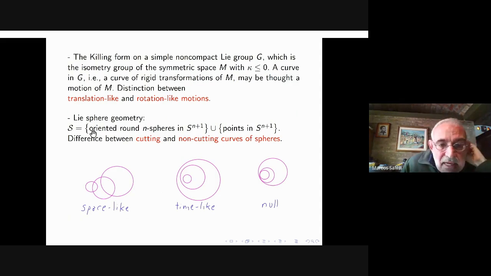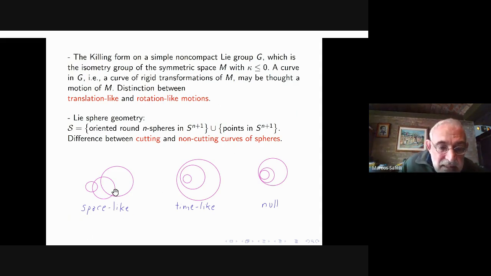Another example is Lie sphere geometry. For instance, the manifold is the manifold of oriented spheres, that is, codimension one spheres in S^(n+1). And points are considered too as a degenerate case of spheres. So the canonical pseudo-Riemannian geometry on Lie sphere geometry accounts for cutting and not cutting curves of spheres.